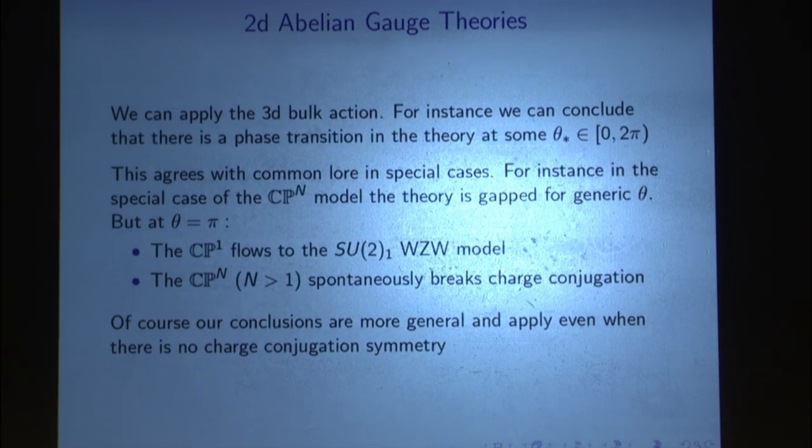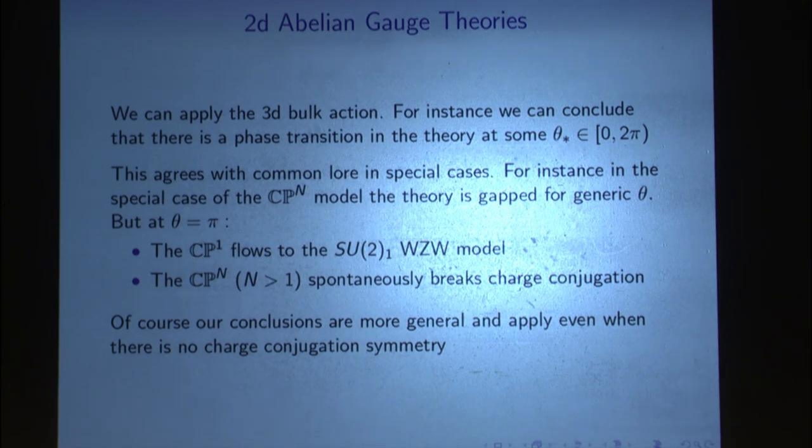OK, so we can now apply the fact that we have this bulk action. So what can we conclude? One thing we can conclude is that there's a phase transition at some theta star in (0, 2 pi). Of course, this agrees with common lore in special cases.